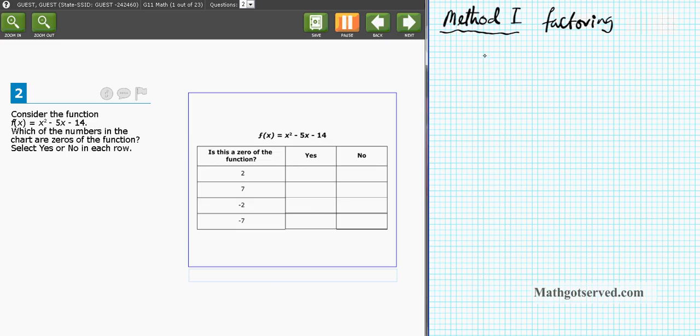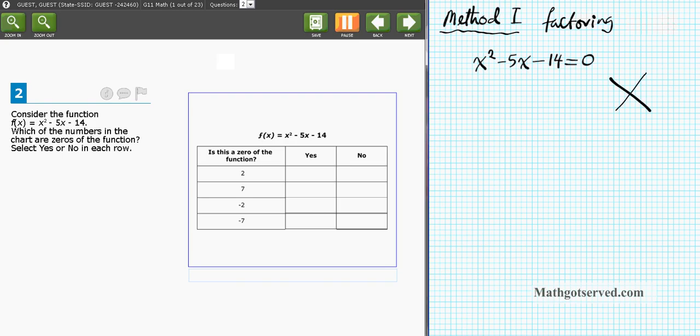If I want to find the zeros, I want to solve this equation, x squared minus 5x minus 14 equals 0. Whatever satisfies this equation will give me the zeros of this quadratic function. So how do we solve this? The method I wanted us to use is factoring. We're going to use the AC method. So I'm going to make my little x here.